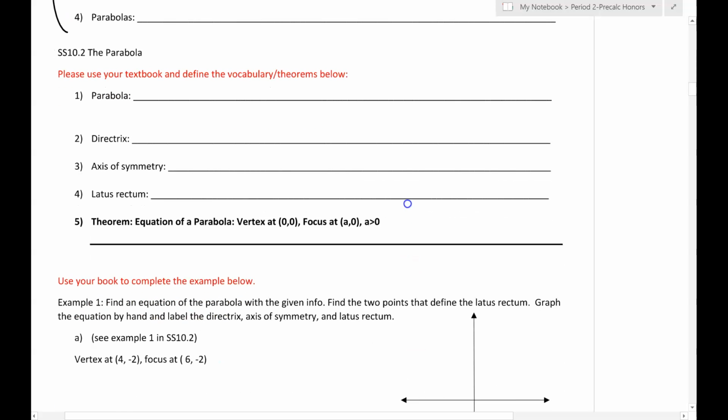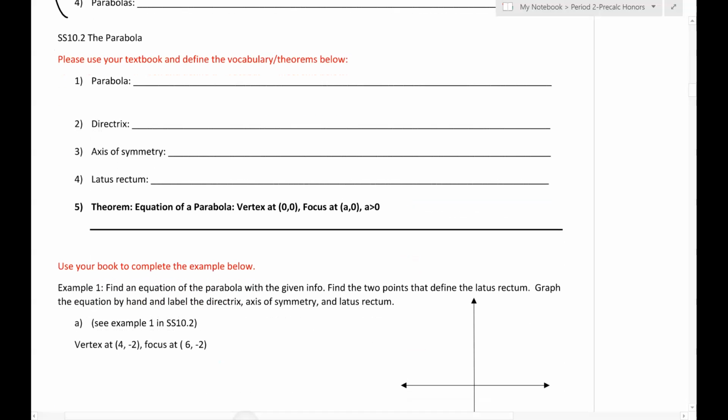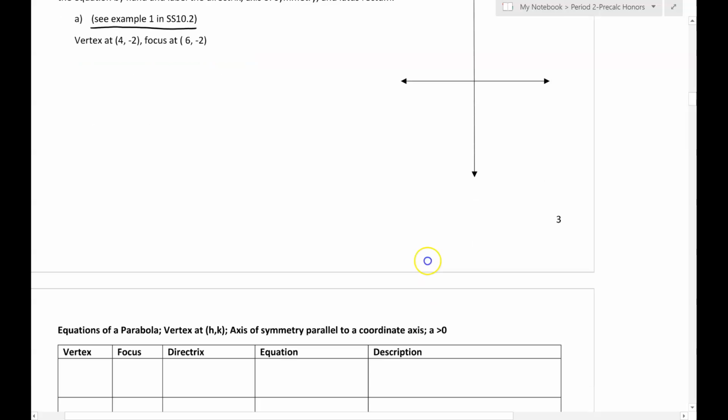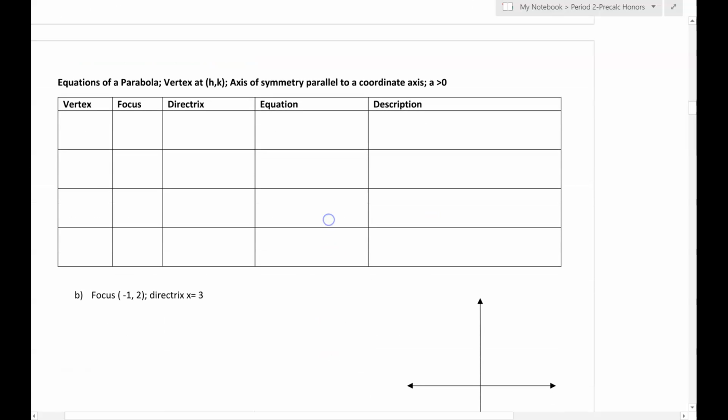Now, in 10.2, I would also like you to use your textbook and find the definition of those as well. Now, once you guys are done with the definition, please try to read over example 1 and see if you can complete this example on your own. Okay. If you are done with it, you can come back later to check your answers. But now I will start lecturing this part right here.